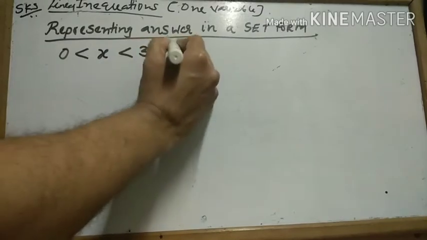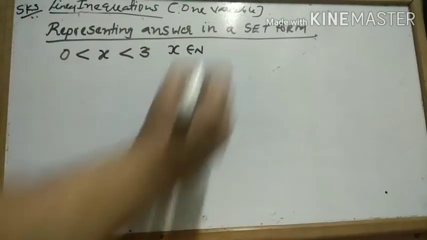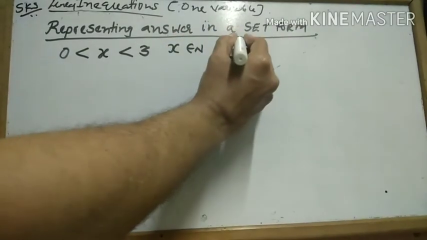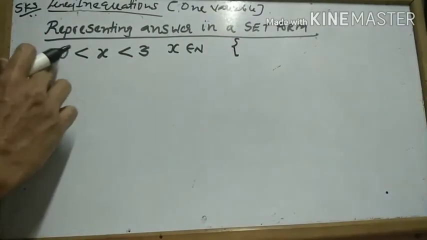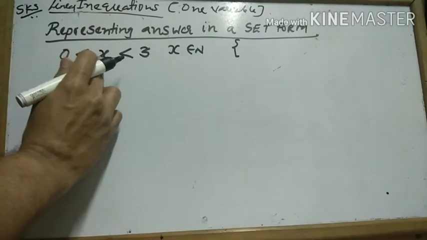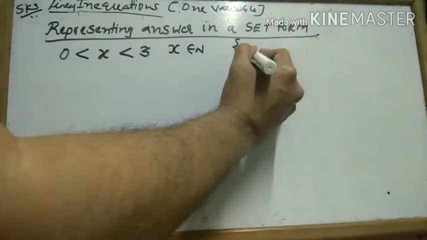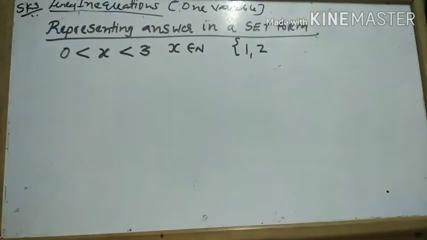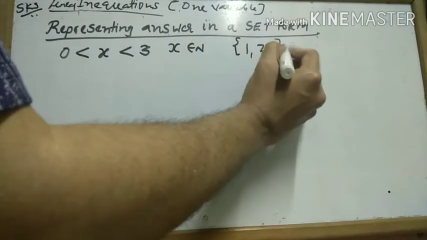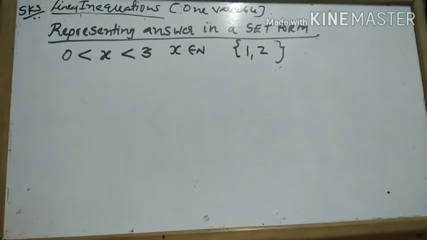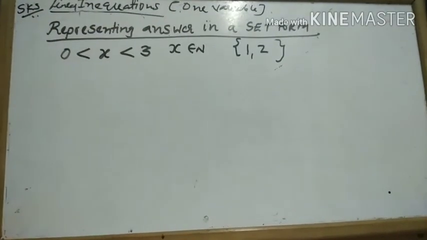But suppose I write down x belongs to natural number, my dear friends, then what will be the answer of this particular question? In the set form it will be written down as 0 less than x. That means x is greater than 0, that is 1. It can be 2, it cannot be 3. I have written down only two numbers, 1 and 2. Why I have written down only two numbers 1 and 2? Because x has to be a natural number.